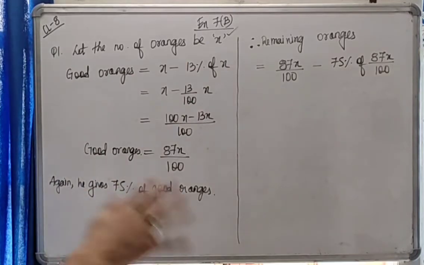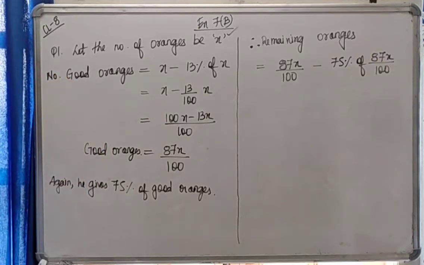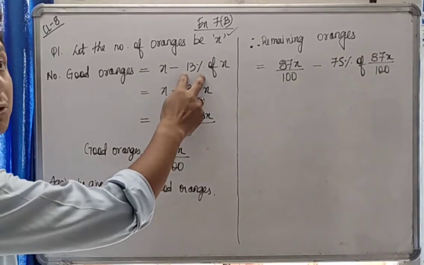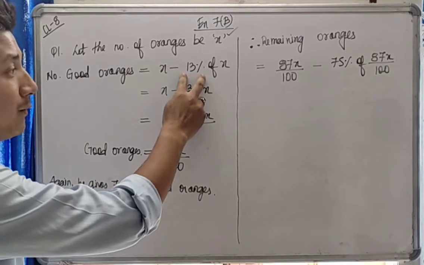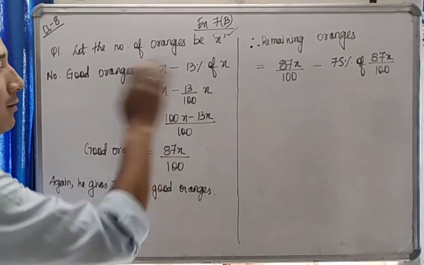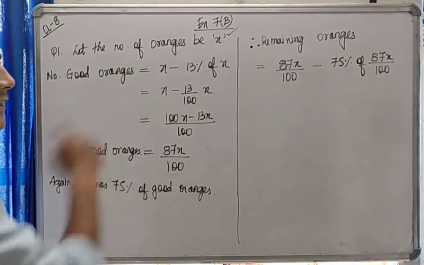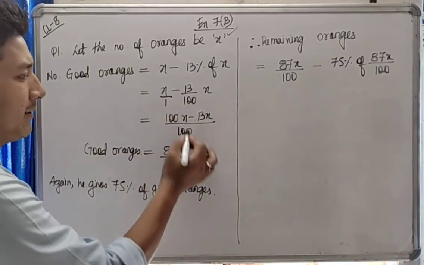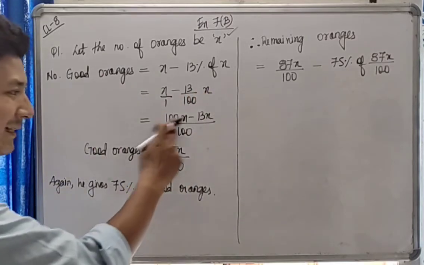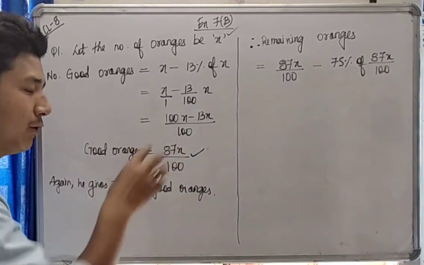So the number of good oranges will be x minus 13% of x. Why minus? Because 13% of x is rotten oranges, which I have to throw. Once you subtract, x minus 13% means x minus 13 by 100 into x. Take the LCM, which is 100. So 100x minus 13x divided by 100, which is 87x by 100. This is your number of good oranges.